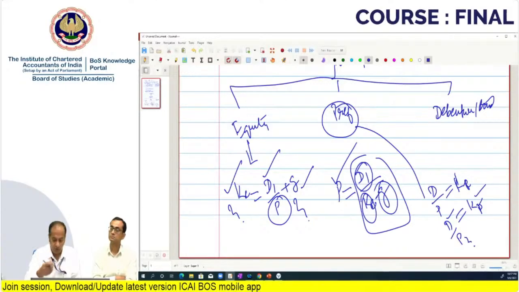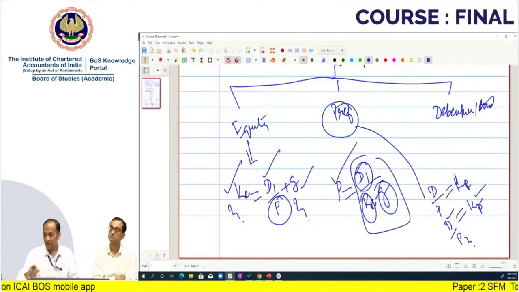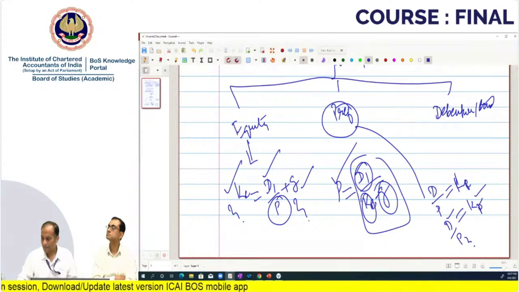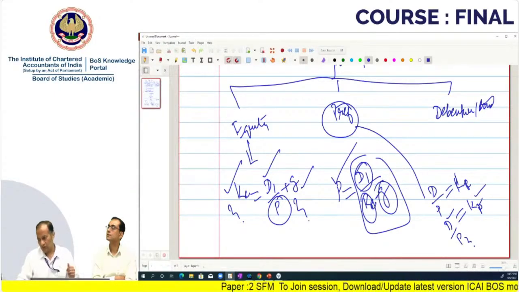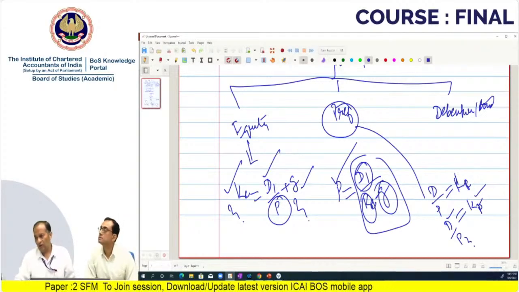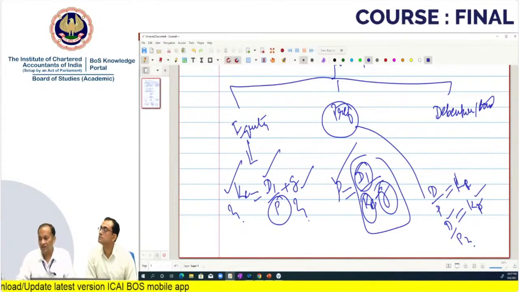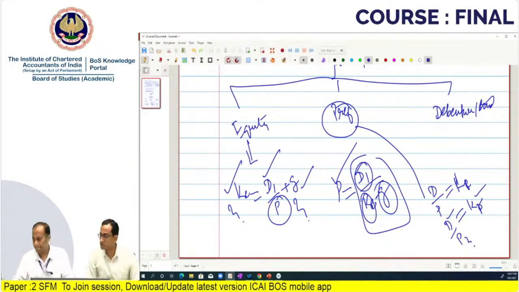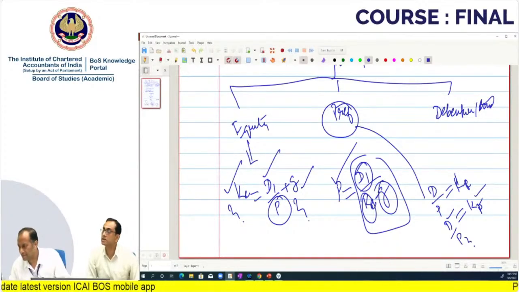Before I proceed to the bond, we have received some queries. Let us go by the queries. So Vivek, there is one query for you. Which form of market efficiency, which form of efficient market is generally applicable? Students, that is a pertinent question.